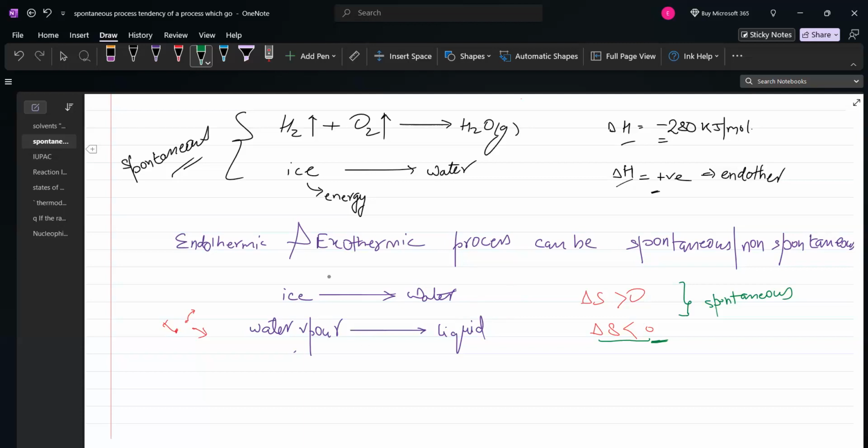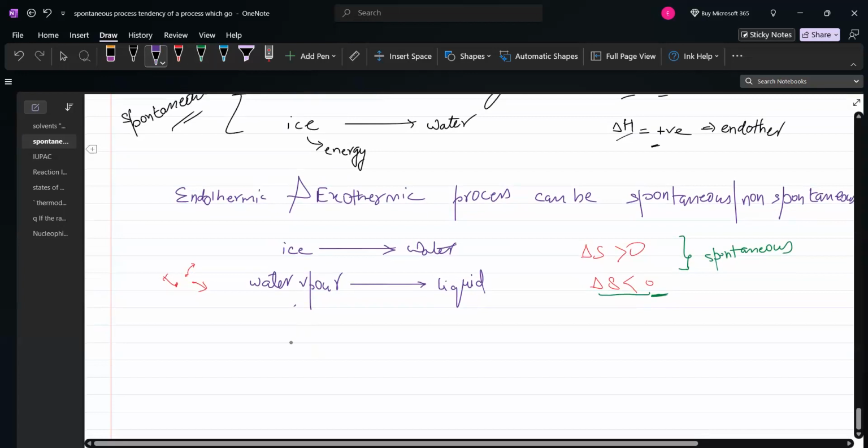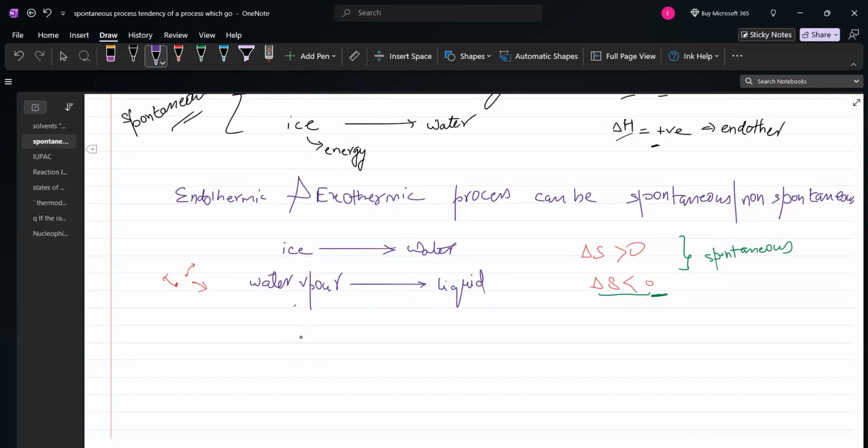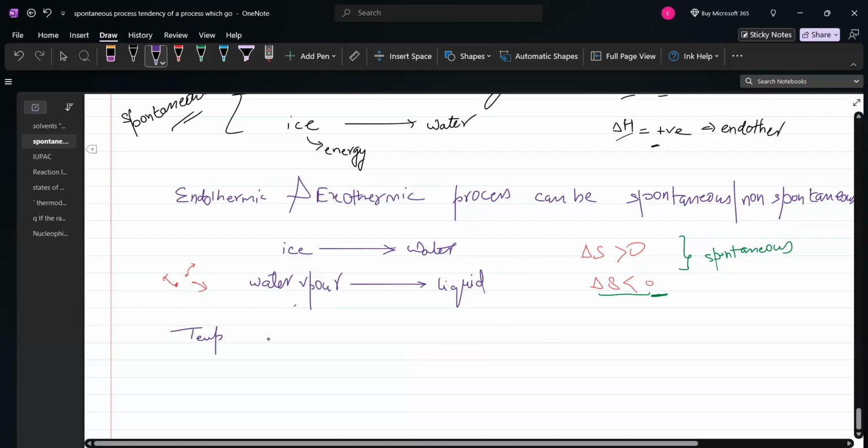Now, let's see a unique example. Let's see what is happening. Let's make a table first. Delta S of system.